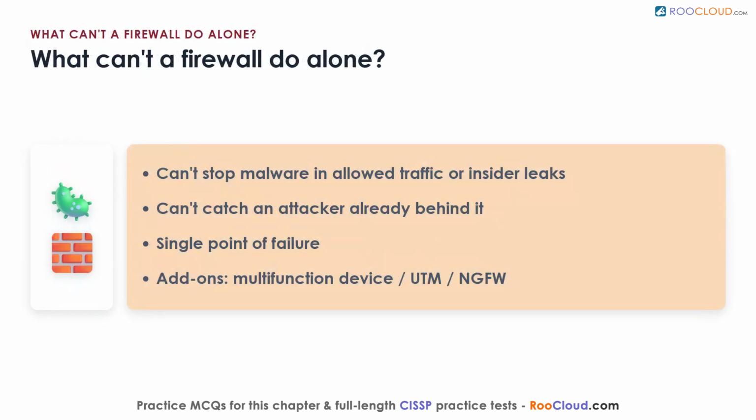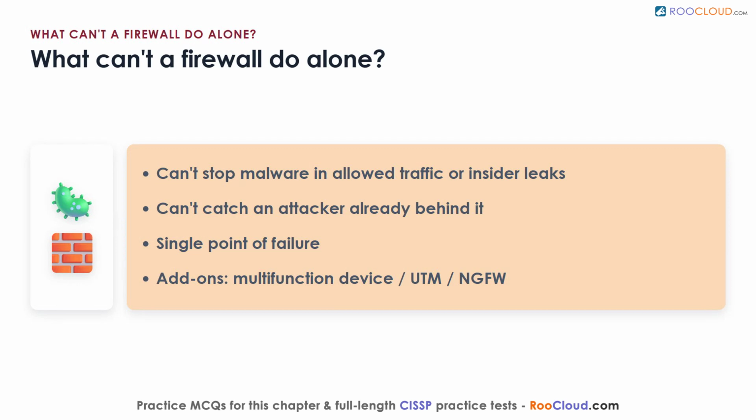What can a firewall not do on its own? More than you might hope. A firewall generally cannot stop malware riding inside otherwise allowed traffic, cannot prevent a careless insider from leaking data, cannot catch an attacker already behind it, and cannot protect data once it has crossed. It is also a natural single point of failure, since so much protection concentrates in one spot.